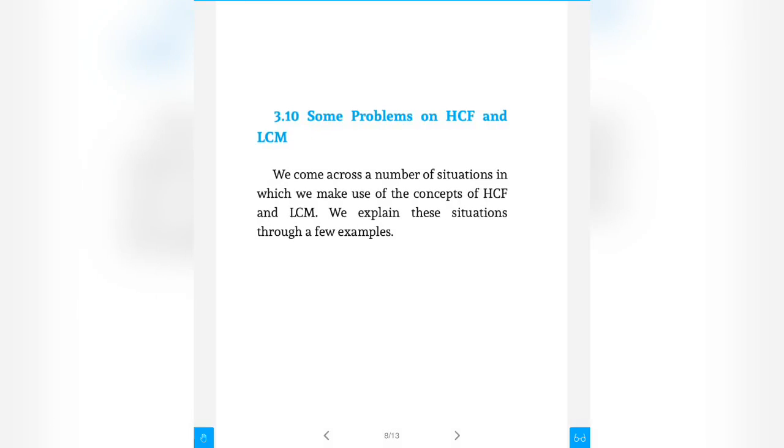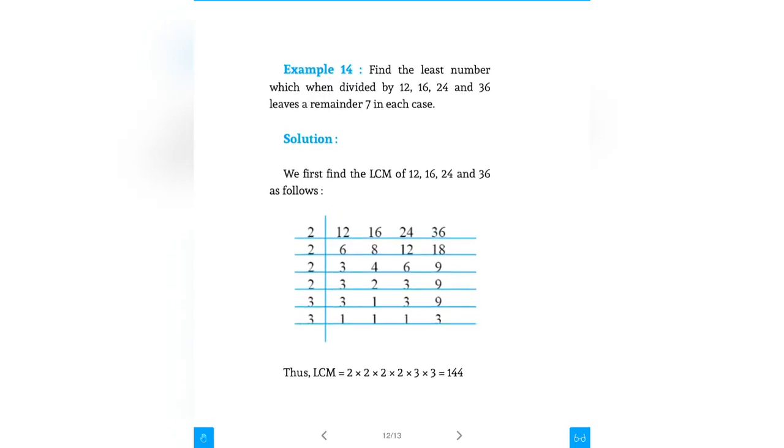Now some problems on HCF and LCM. We come across a number of situations in which we make use of concepts of HCF and LCM. We explain these situations through a few examples.